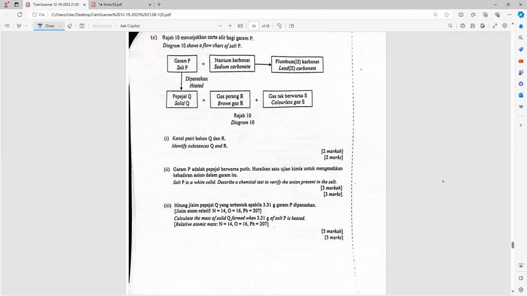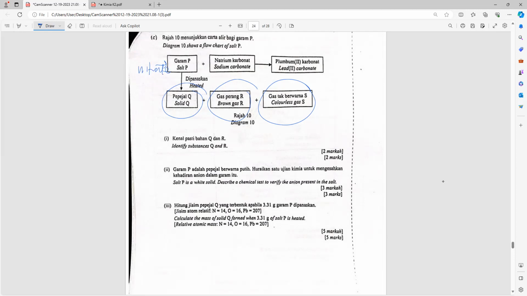When I heat up straight away, I've got 1, 2, 3. When I have 3 products, what must my salt P have? Nitrate. Very good. I must have a nitrate salt. So here will already be the word nitrate.